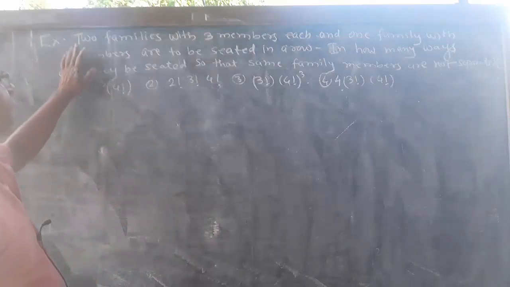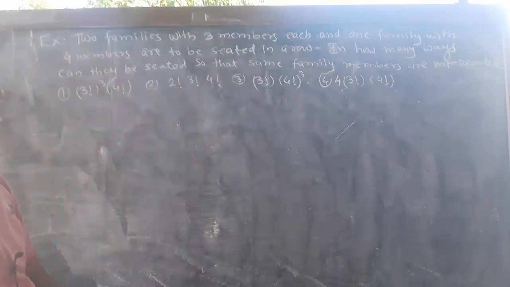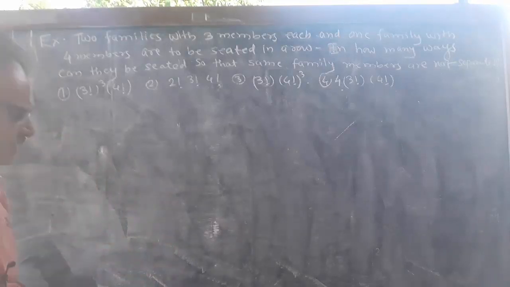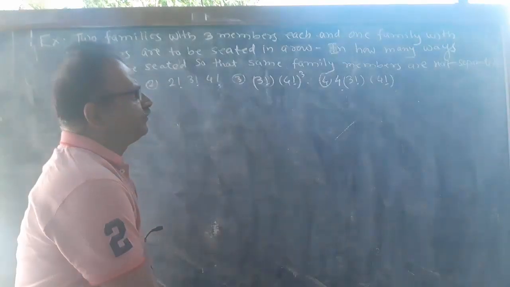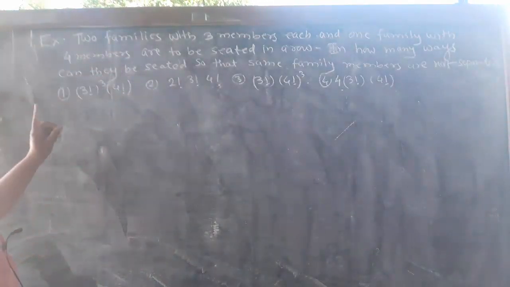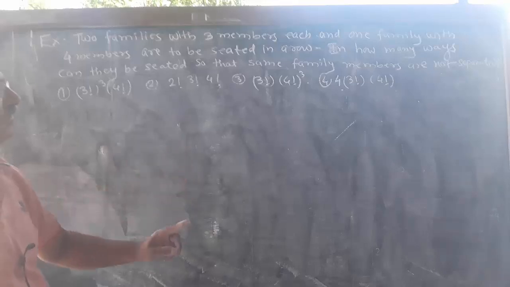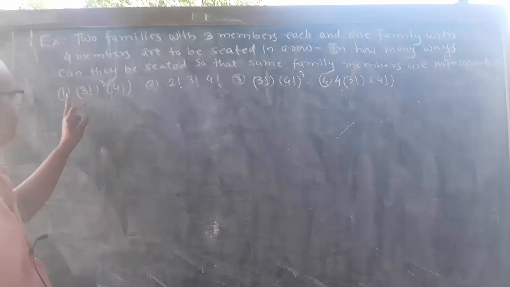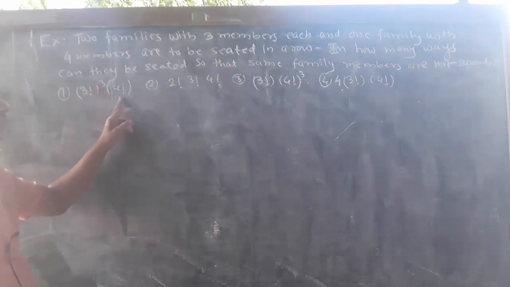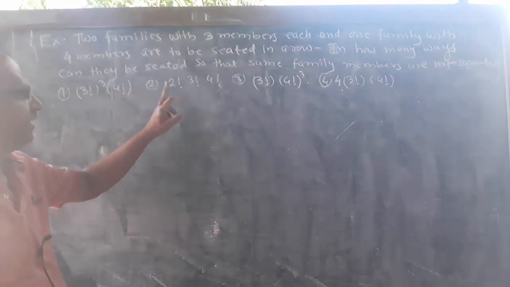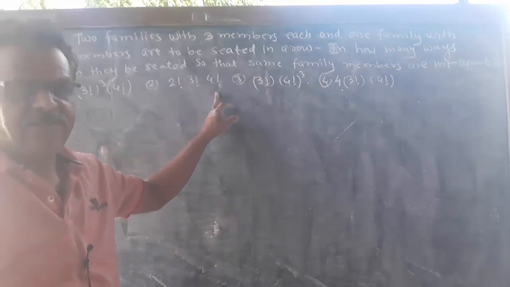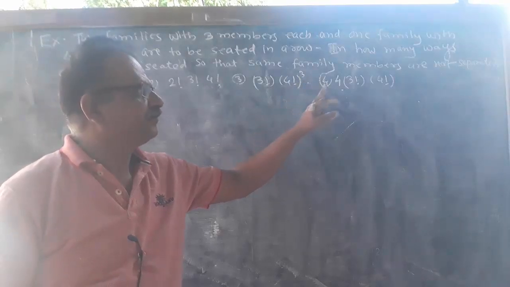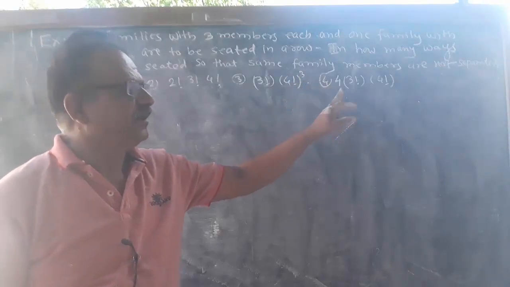Our next problem is: two families with 3 members each and a family with 4 members are to be seated in a row. In how many ways can they be seated so that same family members are not separated? Options are: first, 3 factorial cube into 4 factorial. Option second, 2 factorial into 3 factorial into 4 factorial. Option third, 3 factorial into 4 factorial cube. Option fourth, 4 into 3 factorial into 4 factorial.